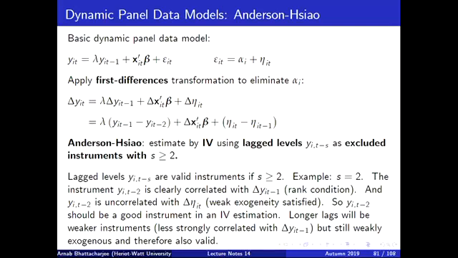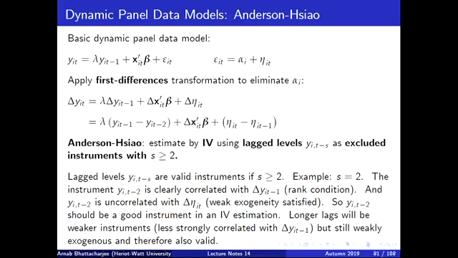If you have two of these, the second term is going to become, after differencing, plus theta yi t minus 2 minus yi t minus 3. So yi t minus 3 is an instrument here, right? So t minus 3 onwards, okay? Right, okay.